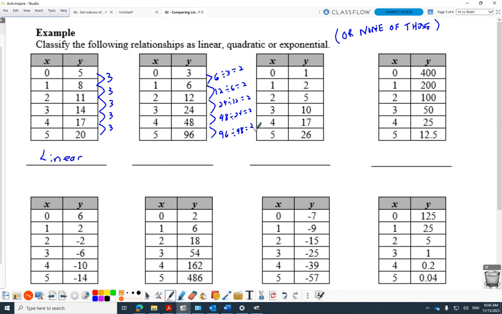So exponential. You know what? I think I misheard you. I thought you said quadratic, and then you didn't say that. You said exponential, right? So that's why I was wondering how you knew. All right, we're off to a running start. I got 2 of them already.